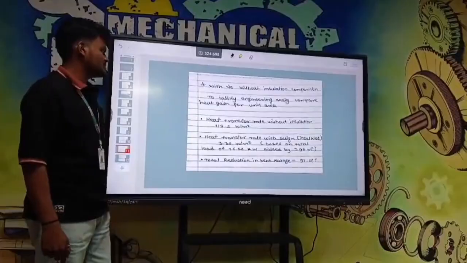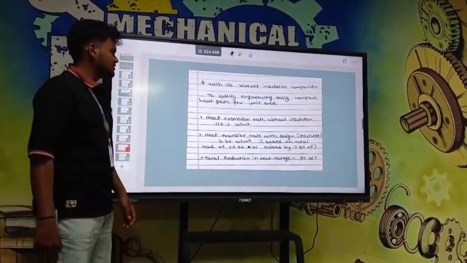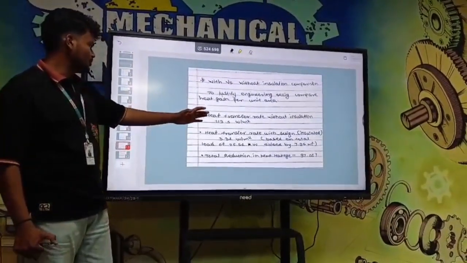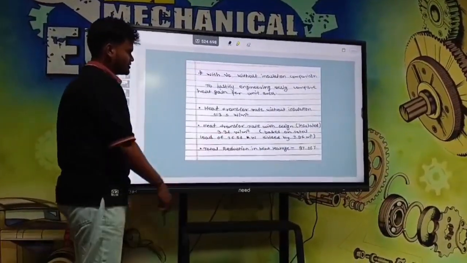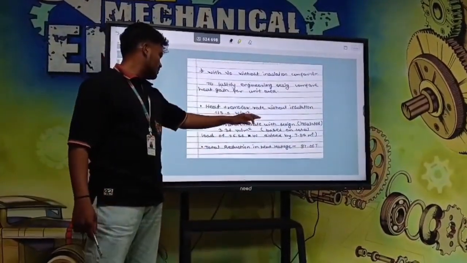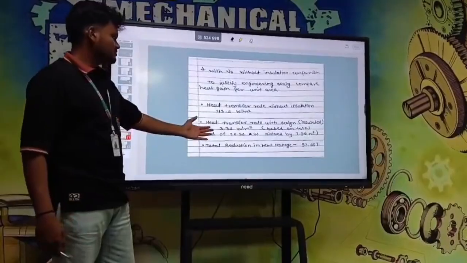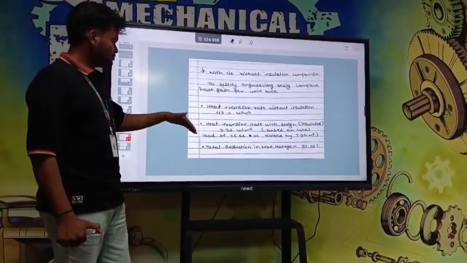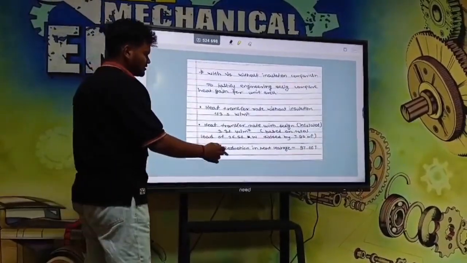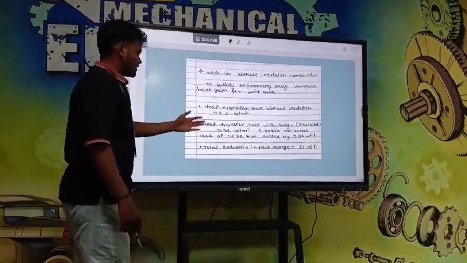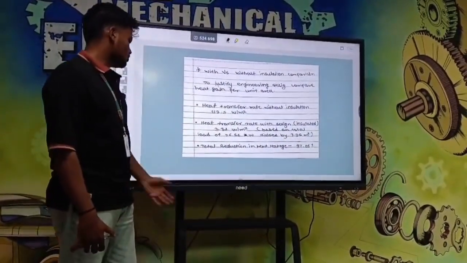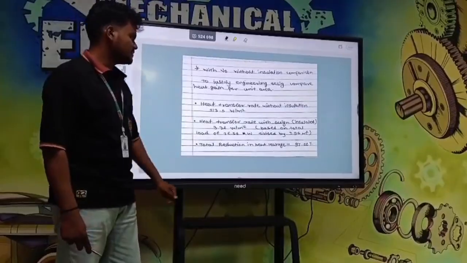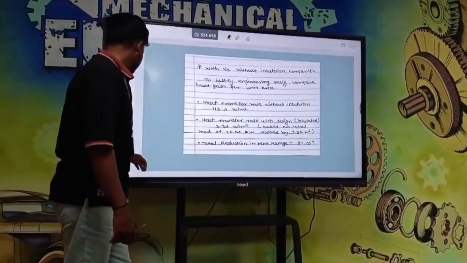Next is the comparison with and without insulation. To justify the engineering design, compare the heat gain per unit area. The heat transfer rate without insulation is 113.5 watt per meter square, and with the insulated design it is 3.34 watt per meter square. We can clearly see the difference here. The total reduction in heat leakage is 97.06%.